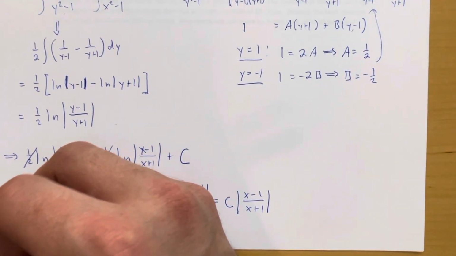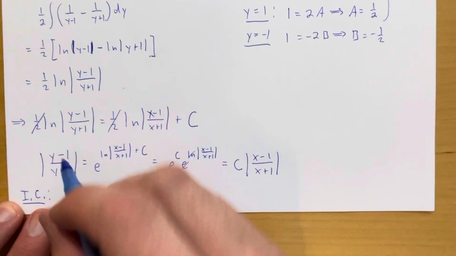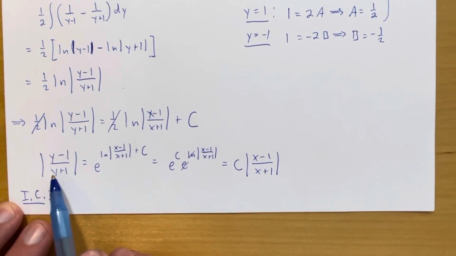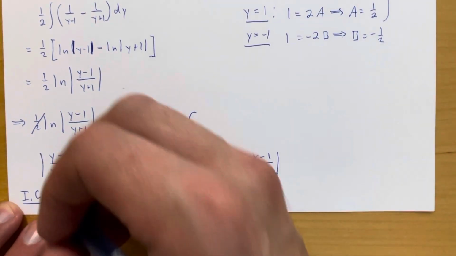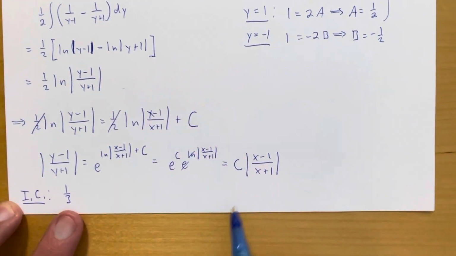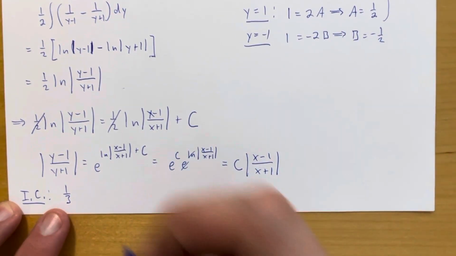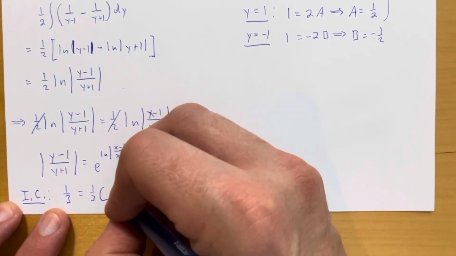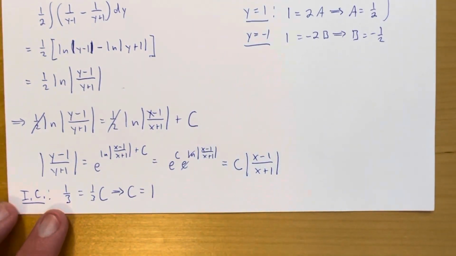So if I use my initial condition, IC stands for initial condition down there, then plugging a 2 in for y is going to give me 2 minus 1, 1, over 2 plus 1, 3. I have the absolute value of 1/3, which is just 1/3. Over here, I'm plugging a 2 in for the x's as well. I'm going to get the same thing. So this equals 1/3 c, which means c is equal to 1. Okay?